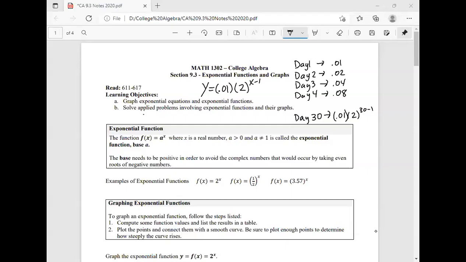So on day 30, we would have $5,368,709.12. Not bad, right? And that would just be day 30, because really with this plan, you'd have to go back and add up all the days before that. So that would be a whole lot of money.